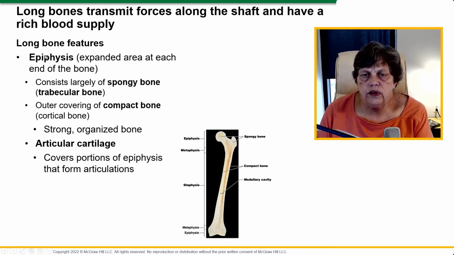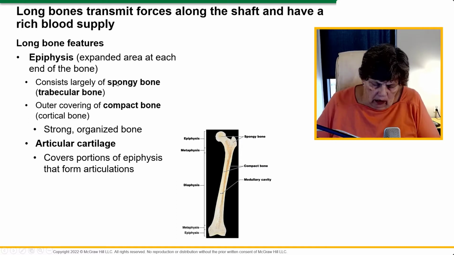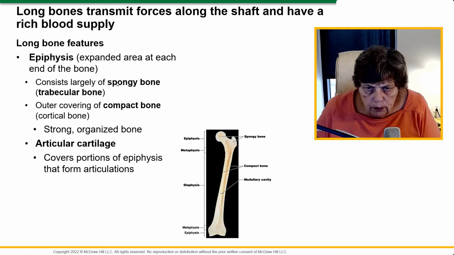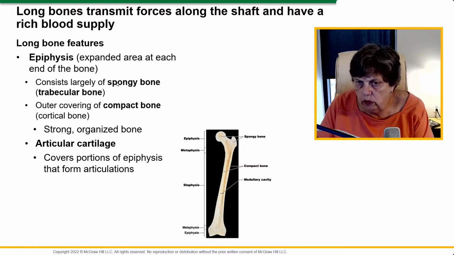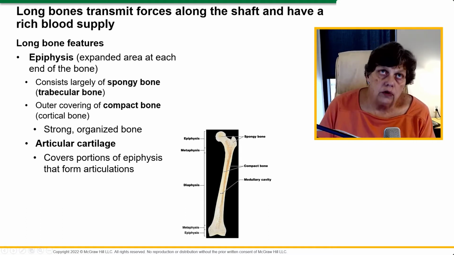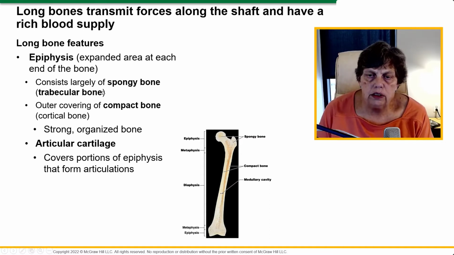So the epiphysis consists largely of spongy bone with overlying compact bone. Spongy bone can be called cancellous bone. It can be called trabecular bone. It has several different names depending upon who wrote the anatomy book. So don't be confused if you hear cancellous bone, trabecular bone. It's still the spongy bone.